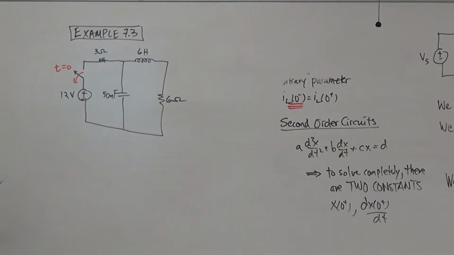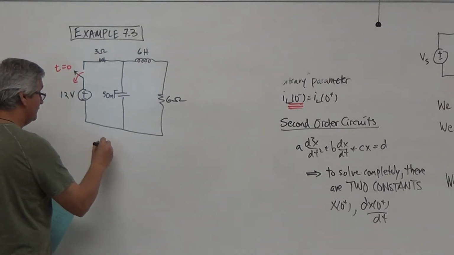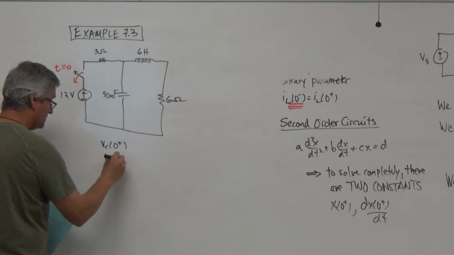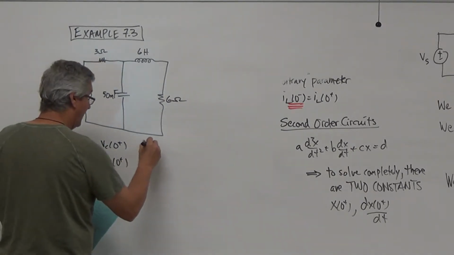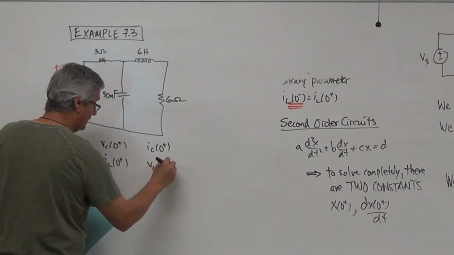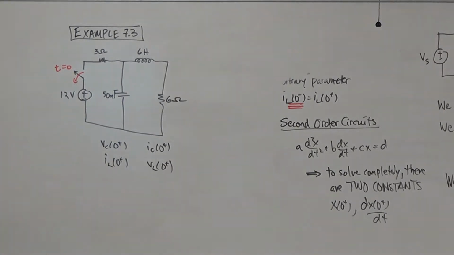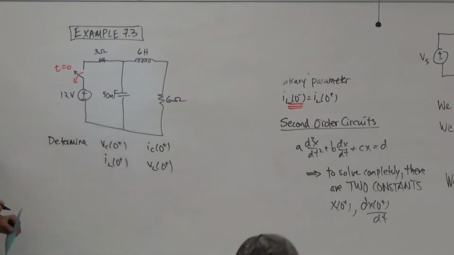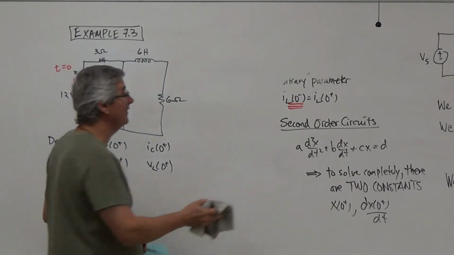What do I want you to do? I want you to determine everything. That means I want to know what VC at 0 plus is, what IL at 0 plus is, what IC at 0 plus is, and what VL at 0 plus is. What are these guys right here, right? So I want you to determine these guys right here. Give me a minute. Okay, let me give you a minute to start to look at that.